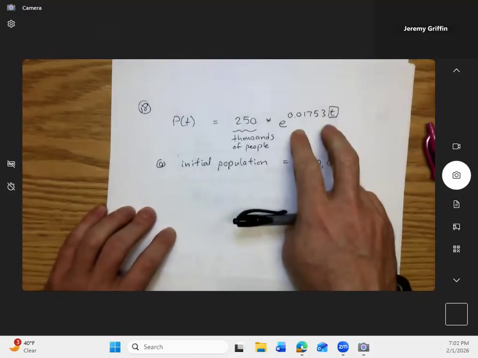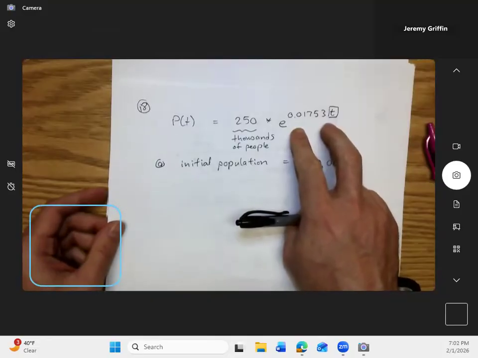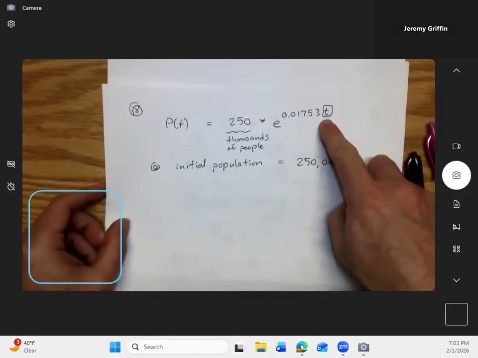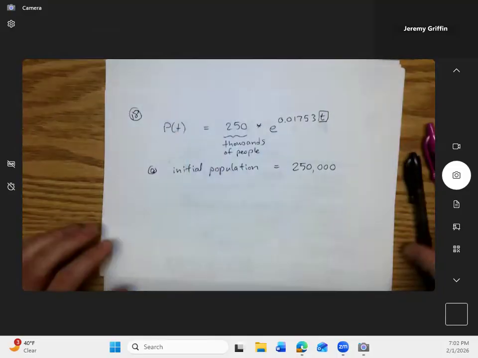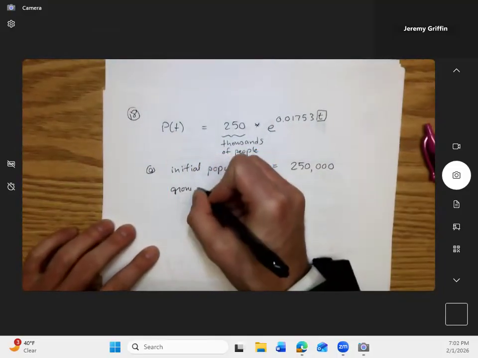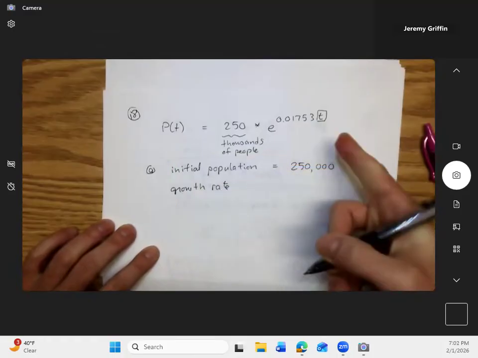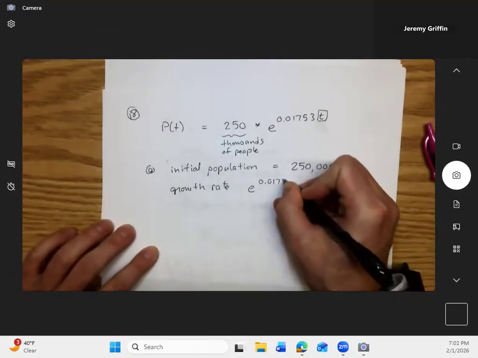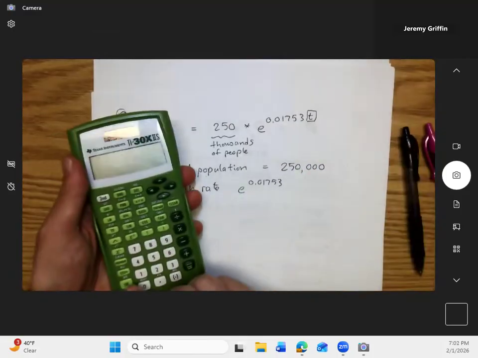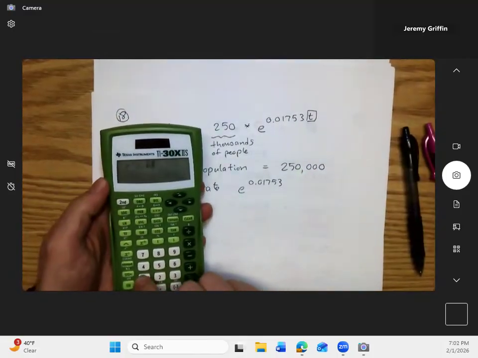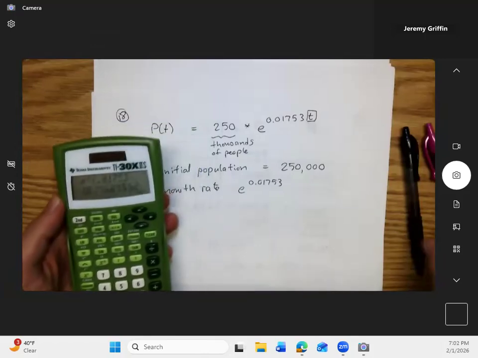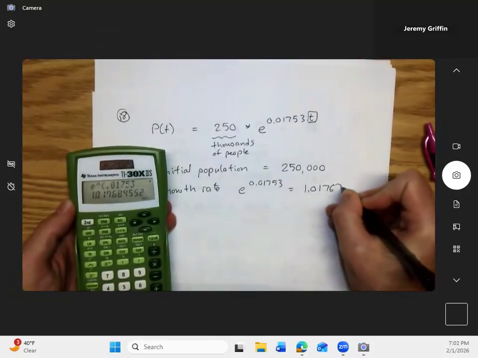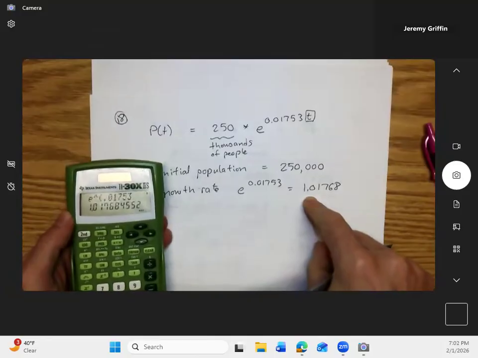What is the growth rate? Okay. Well, let's try this. Let's let 1 year go by. I'll show you guys how to get growth rate. So e to the 0.01753. Right. Now this is 1.01768. Now if you subtract 1, it tells you how much it's grown by.